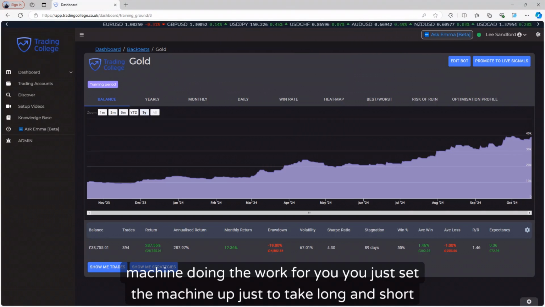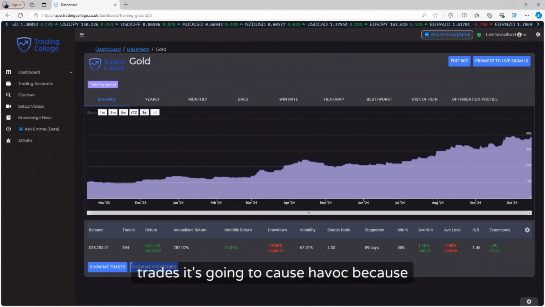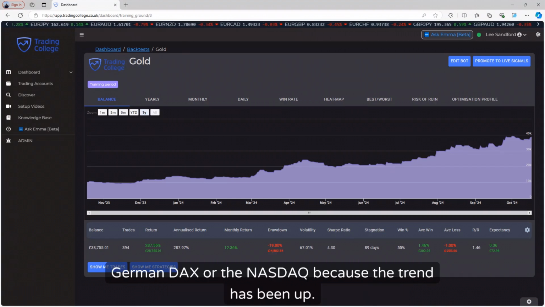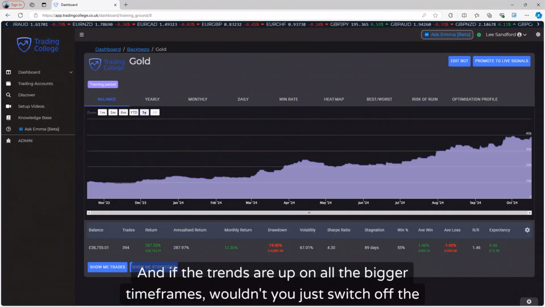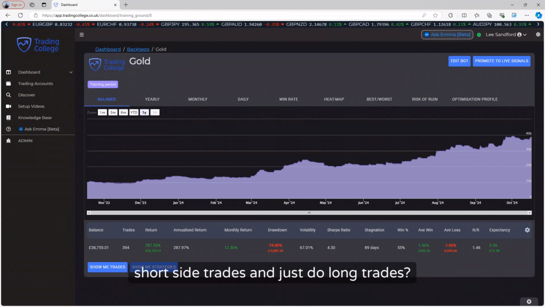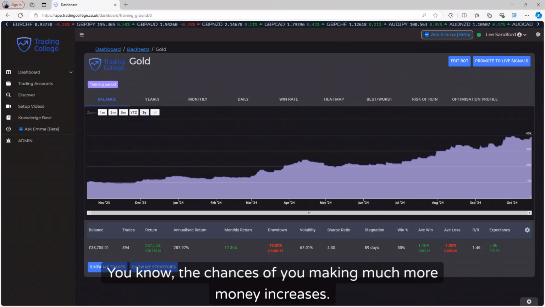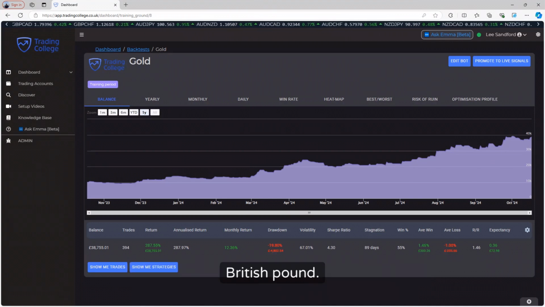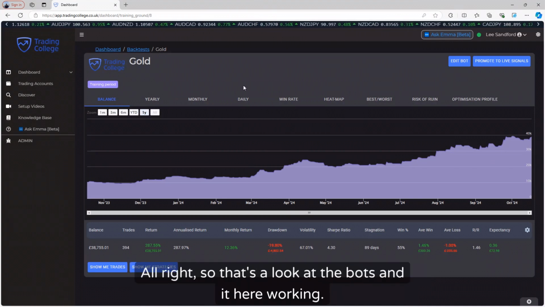If you just set the machine up to take long and short trades, it's going to cause havoc, because why would you do that? No bot really is going to be very good just taking long and short trades in, say, the German DAX or the Nasdaq, because the trend has been up, and if the trend's up on all the bigger time frames, wouldn't you just switch off the short side trades and just do long trades? The chances of you making much more money increases. And when the trend shifts, pause the bot and maybe do a short trade like I did on the British pound.